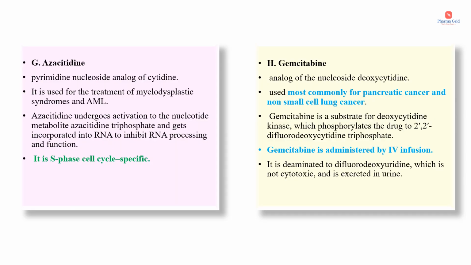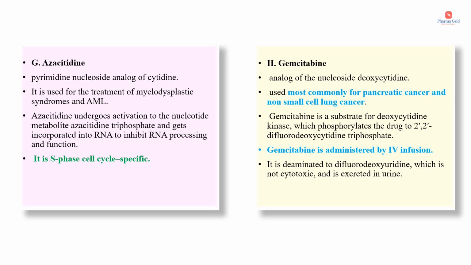The next drug is azacitidine. It is a pyrimidine nucleoside analog of cytidine. It is used for the treatment of myelodysplastic syndromes and acute myelogenous leukemia. Azacitidine undergoes activation to the nucleotide metabolite azacitidine triphosphate and gets incorporated into RNA to inhibit RNA processing and function. It is S-phase cell cycle specific.